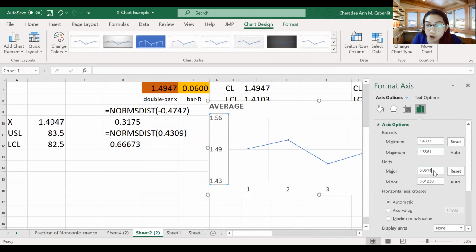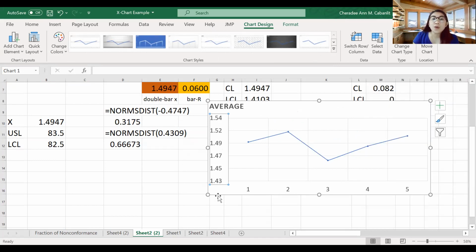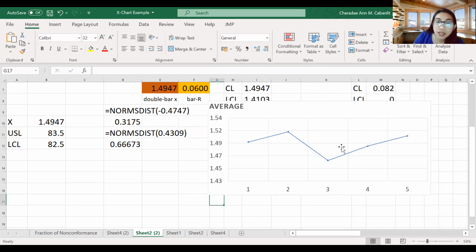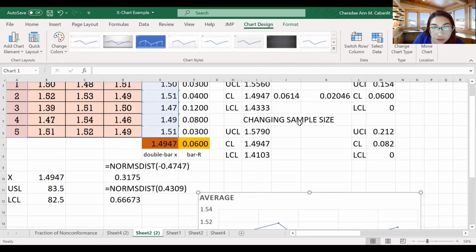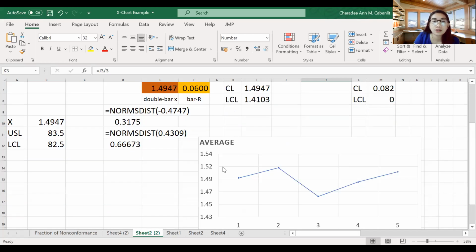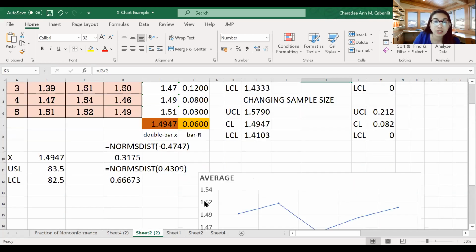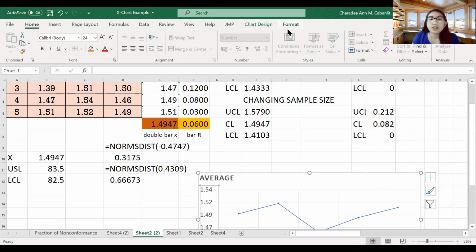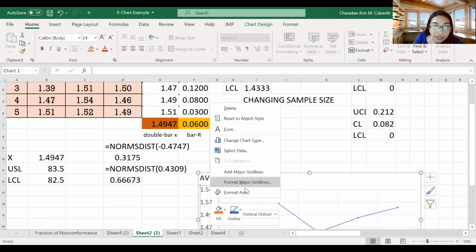So, ang major now will be 0.0246. 0.2046. Okay, so kana. So, makita na dahil ka nga, this is the center, and then, wala na nakita ang kung ano. Di naman good equal ang difference. 0.02046. Sakto ba? 0204. So, ato i-format axis.